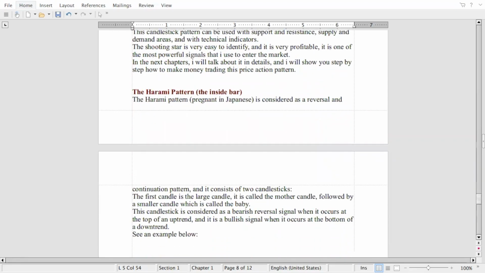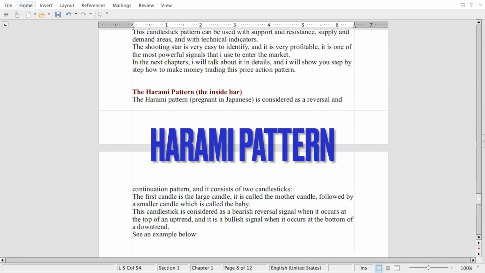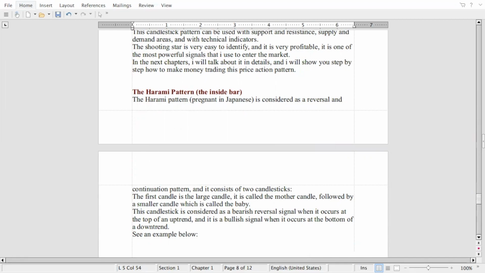And then the other pattern that I wanted us to look into is the Harami pattern, the inside bar. It's another one that is very important, but this one mostly shows the continuation. So maybe if you are in the uptrend and you see it form, then you know that the uptrend is still continuing. If it forms when you're in the downtrend, it shows that the downtrend is continuing. So it forms on the continuation.